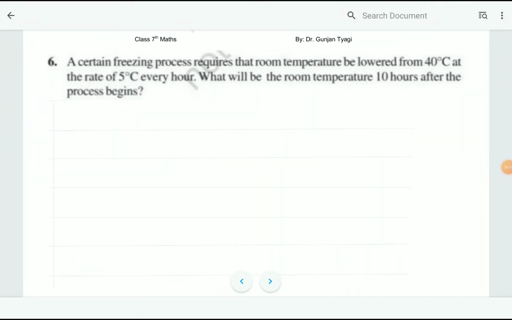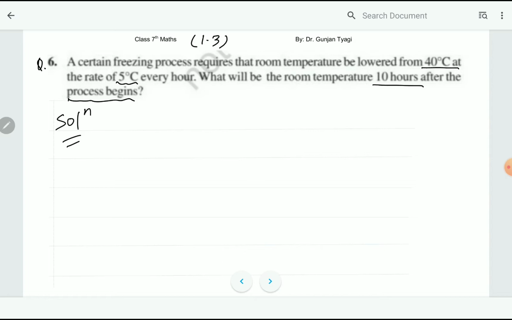Now we will do exercise 1.3 question number 6. A certain freezing process requires the room temperature to be lowered from 40 degrees Celsius at the rate of 5 degrees Celsius per hour. What will be the room temperature 10 hours after the processing begins? So the temperature is decreasing at the rate of 5 degrees Celsius per hour.